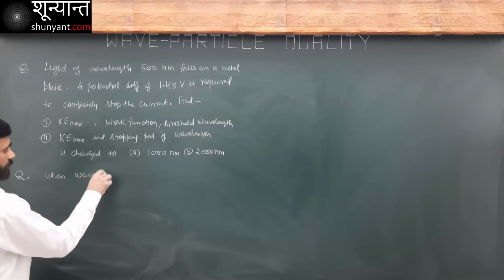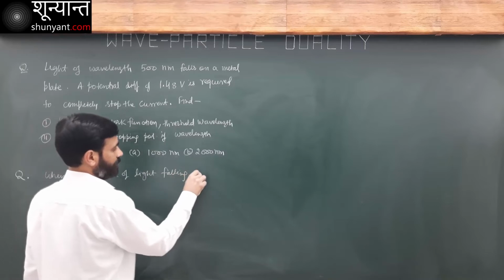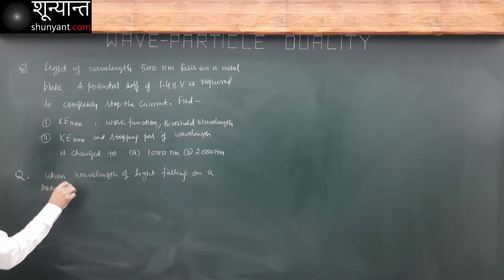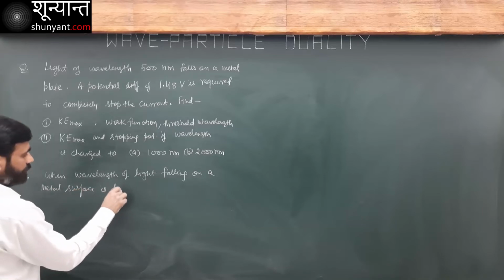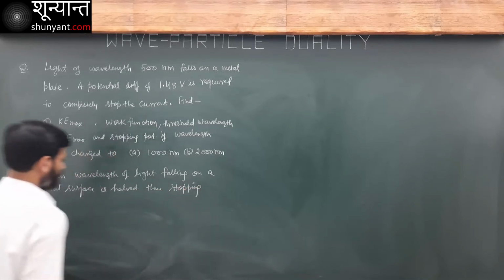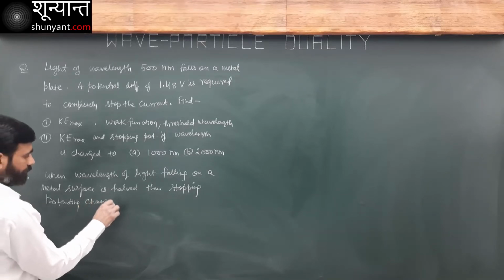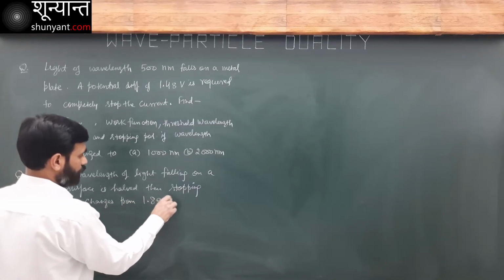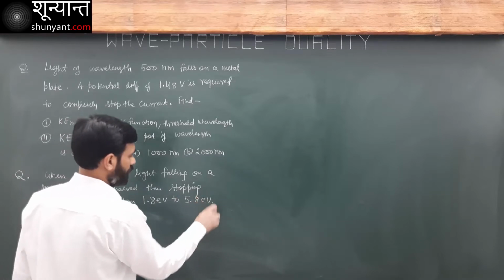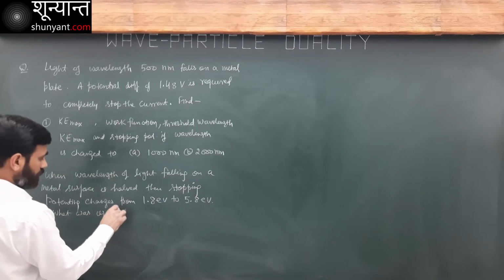When wavelength of light falling on a metal surface is half, then stopping potential, or stopping voltage, it means the same, you don't have to be confused, stopping potential changes from 1.8 electron volt to 5.8 electron volt. What was the original wavelength?